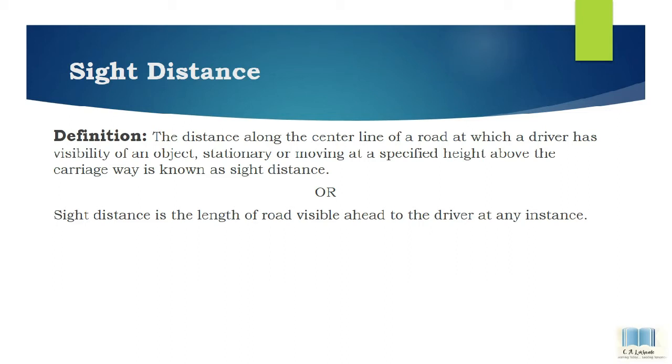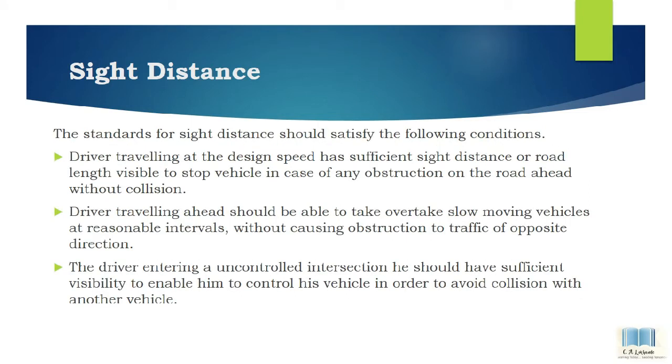There are some standards which sight distance should satisfy, with the following conditions. The first condition is that a driver traveling at the design speed has sufficient sight distance, or road length visible, to stop the vehicle in case of any obstruction on the road ahead without collision. That is, when there is any obstruction on the road, the driver traveling at the design speed, the maximum speed on the road, has sufficient visible distance.